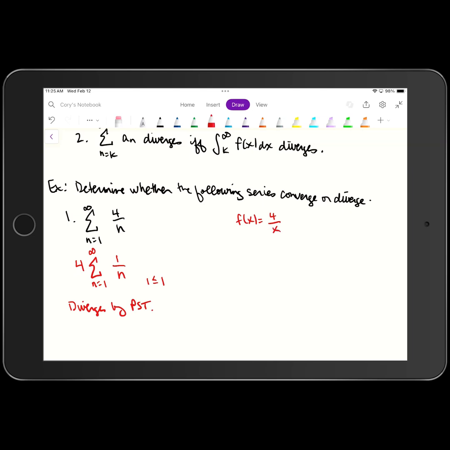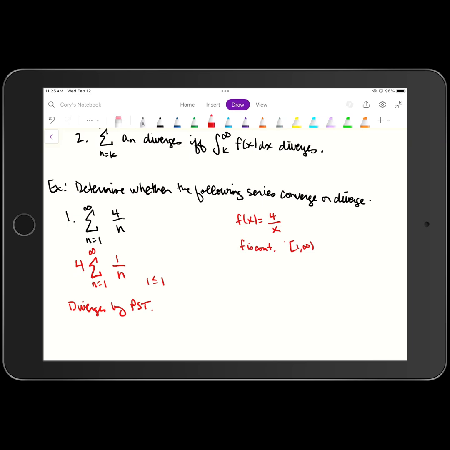And then our function has 3 criteria that it has to meet in order for us to be able to use the integral test. So the first criterion is that f is continuous. So it has to be continuous on the interval from 1 to infinity.